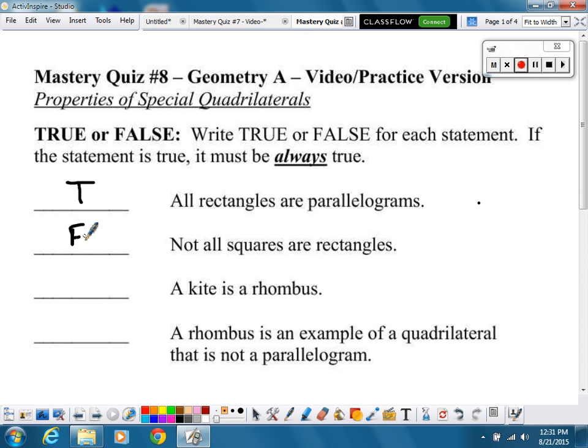Third statement, a kite is a rhombus. That is false. If you remember, in a rhombus all 4 sides are congruent, whereas in a kite, it's adjacent sides that are congruent. 2 different pairs of adjacent sides that are congruent. Next question, a rhombus is an example of a quadrilateral that is not a parallelogram. Well, that is false. A rhombus is always a parallelogram.